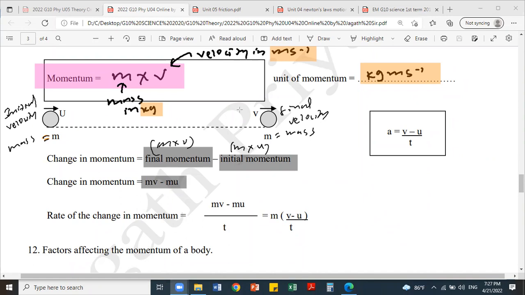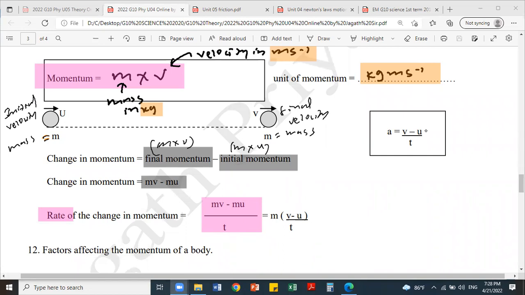Then the rate: how to convert something into a rate? If you divide the change in momentum by time, that is called the rate. Rate of eating, how fast you are eating, how fast something is done, that is called the rate. Rate means how fast that's happening, right? Now if you divide this by time, then you can take m out.